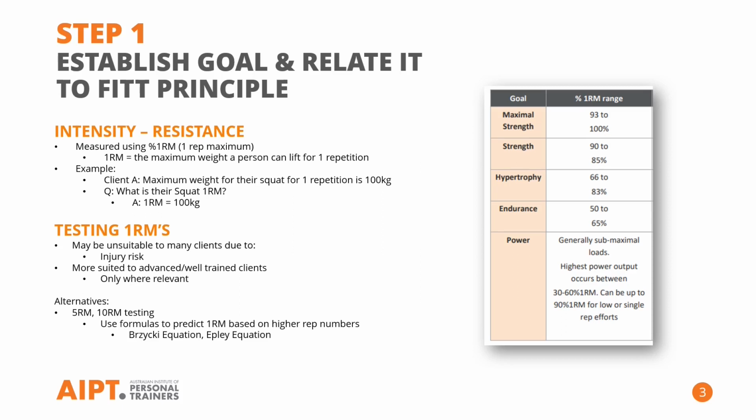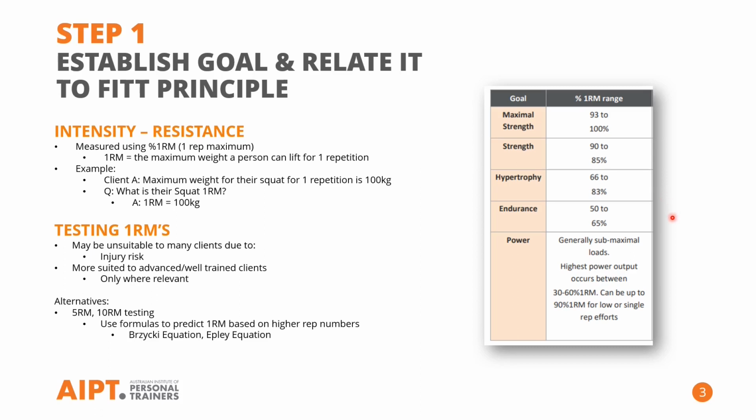So as you can see on the diagram on the right, the right-hand column shows the percentage of 1 rep maximum that relates to the different goals in the left-hand column. So for strength, we can see maximum strength. The 1 repetition maximum has to be quite high, so 93 to 100% in that case. For general strength, we're looking at 85 to 90%. Hypertrophy, which is muscle gain, 66 to 83% approximately. And then muscular endurance is 50 to 65%.